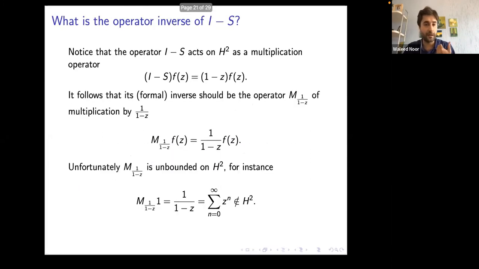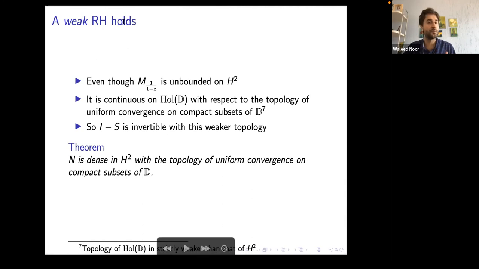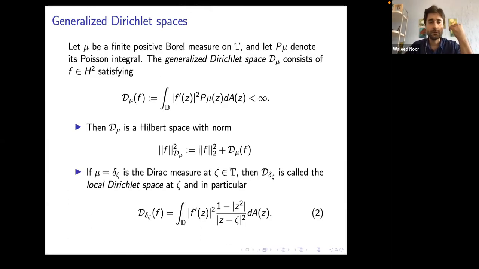So what this implies is that a weak form of the Riemann hypothesis holds: that N is dense in the Hardy space with the topology of uniform convergence. So if we weaken the topology, we get a statement which is independent of the Riemann hypothesis, which supports the Riemann hypothesis. This is what we would expect to be true if the Riemann hypothesis is true. So we can consider it the Riemann hypothesis in the weak topology. Now let's go a little bit further.